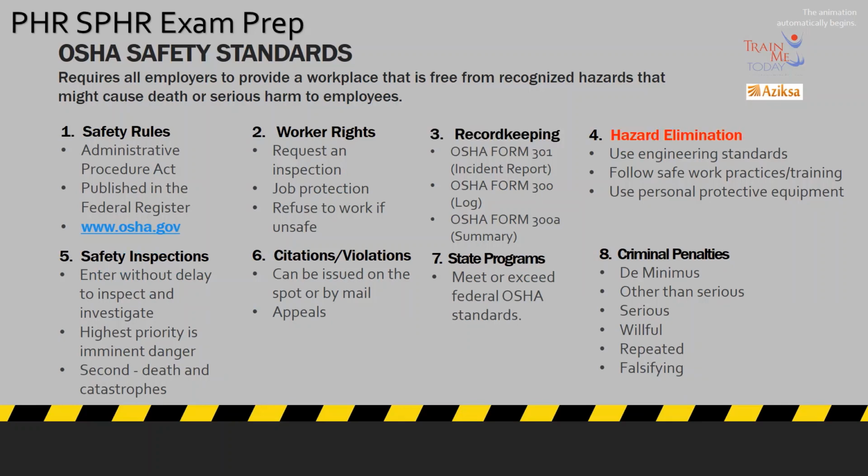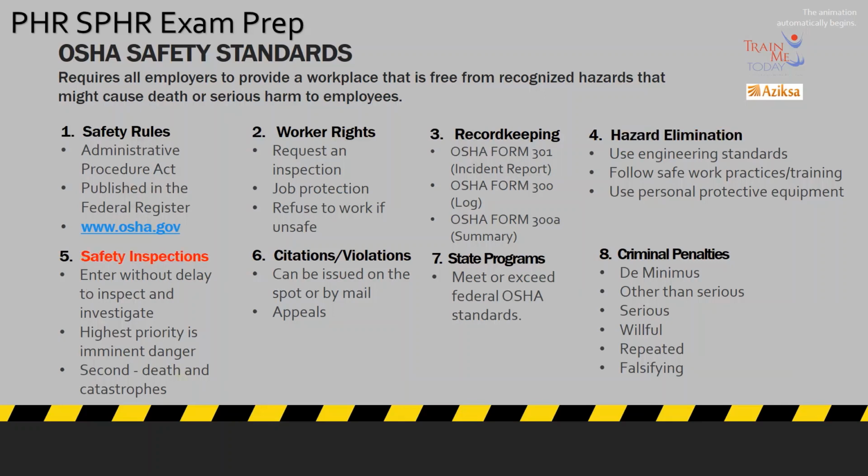OSHA specifies a 3-step standard for creating a safe environment and eliminating hazards. Use engineering standards or processes first to eliminate the hazard. Follow safe work practices and training to avoid accidents, and use personal protective equipment as a last line of defense.